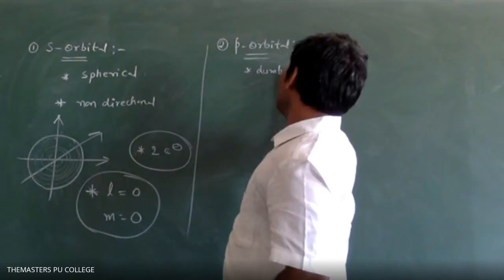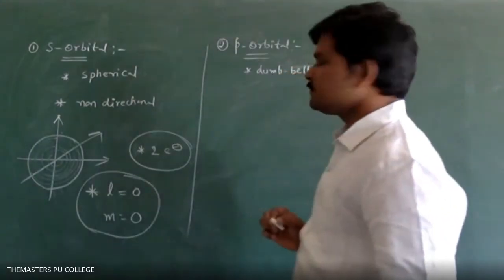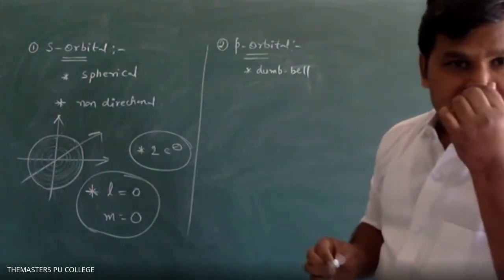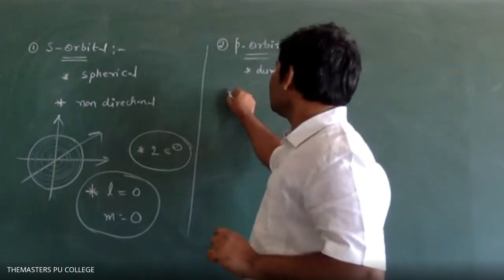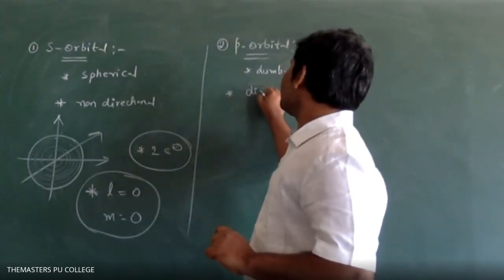Don't confuse. Again, we will discuss a few more questions so you can understand easily. Now also you can identify easily. P orbital shape is dumbbell shape. These letters are clear? Any blur? Clear, sir. Next. P orbitals are directional orbitals.